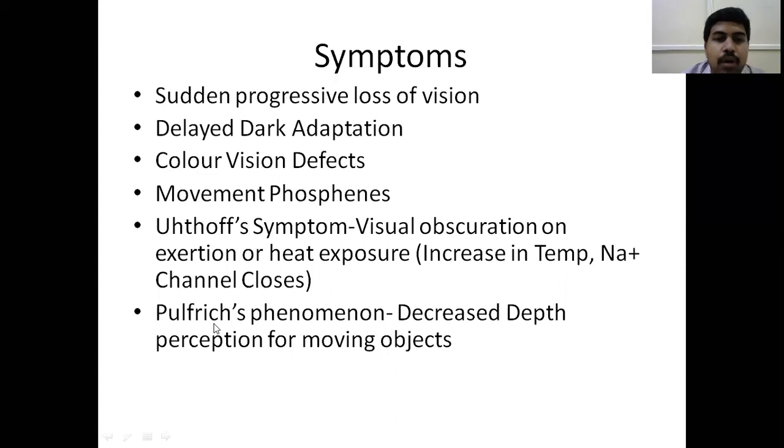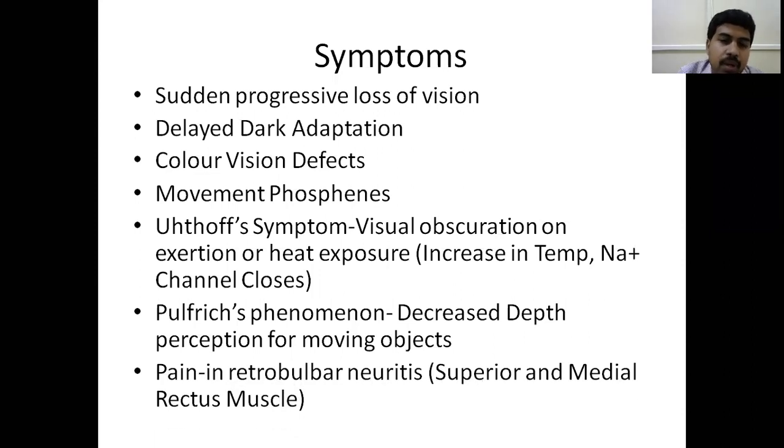Next is Pulfrich's phenomenon. Pulfrich's phenomenon is decreased depth perception for moving objects. As I told you in my squint classes, depth perception, the three-dimensional aspect, lets you see how far an object is from you. Stereopsis is the exact term for it. In Pulfrich's phenomenon, stereopsis for moving objects comes down. If an object is stationary, you can say that it is deep or superficial. But if that same three-dimensional object is moving, you can't exactly identify its depth and dimensions. That is known as Pulfrich's phenomenon.